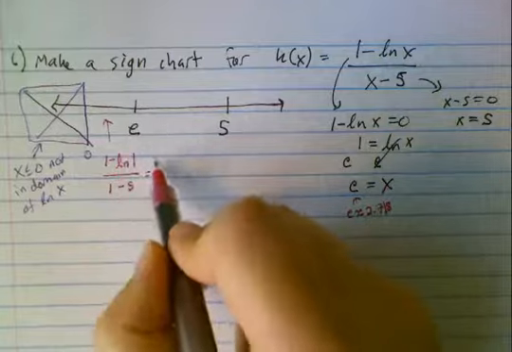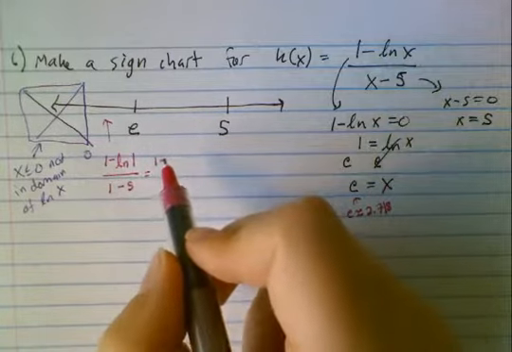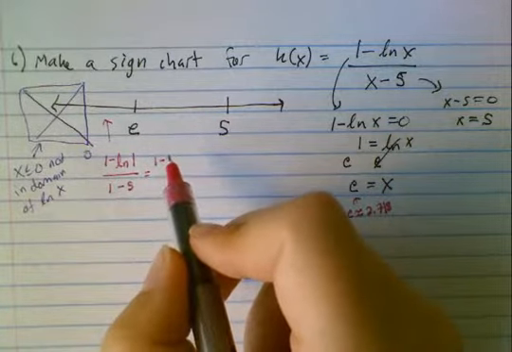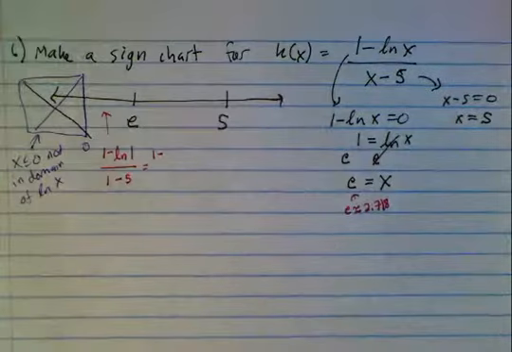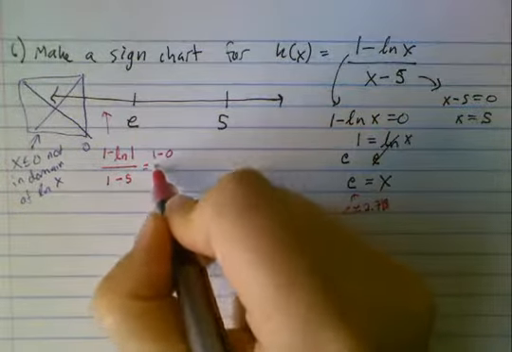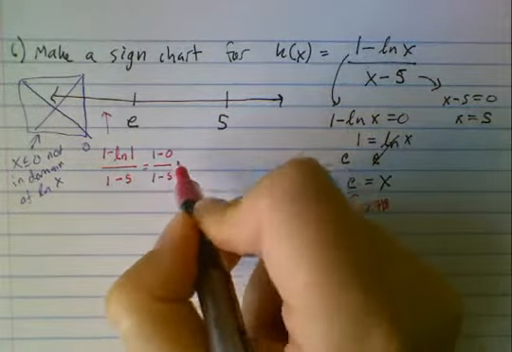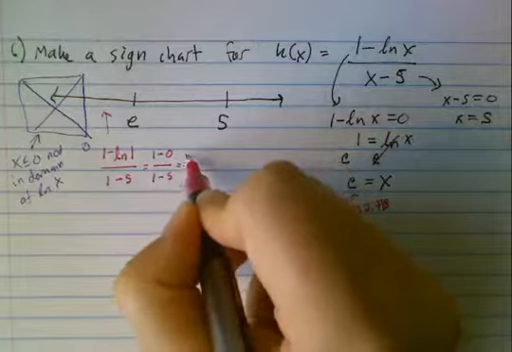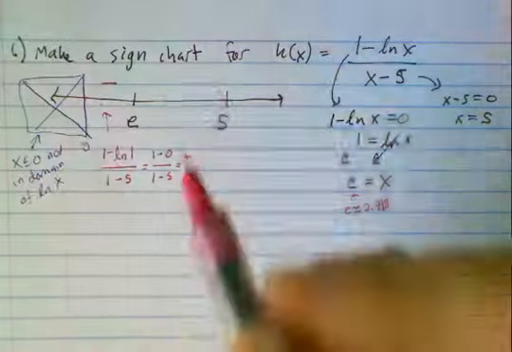So this is going to be 1 minus natural log of 1, which is 0, over 1 minus 5. So this is going to be a positive, that's going to be a negative. We have a negative overall.